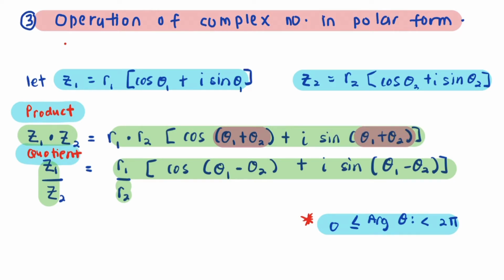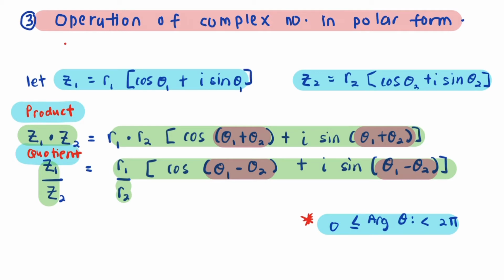Let's see the formula for the quotient, for dividing. Let's say you are dividing Z1 divided by Z2. What happens to your r? Outside here, you just divide it. So r always follows what you are doing; since you are dividing, this is also divide. Then open up your bracket and write the structure cos plus i sin. And for your angle, when you are dividing, you need to subtract your angles.